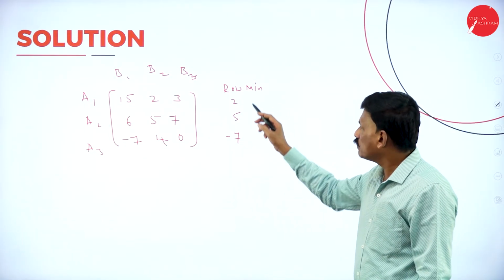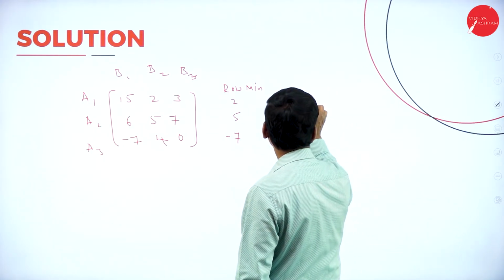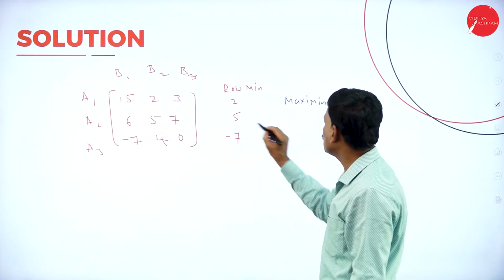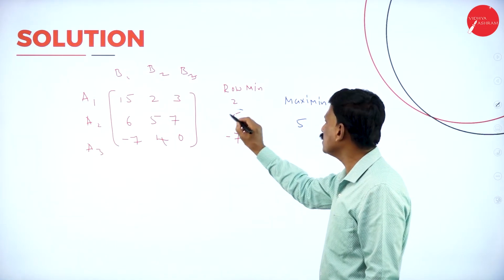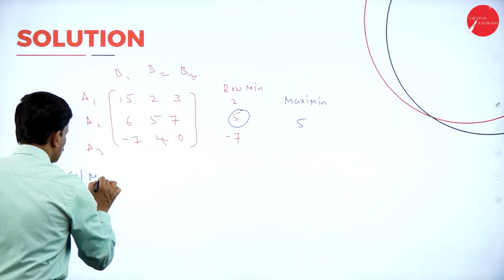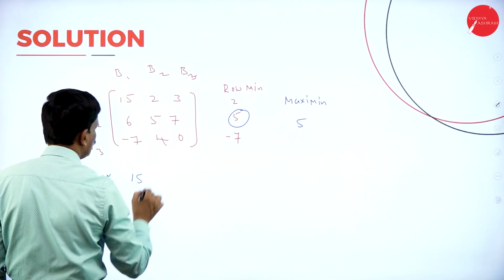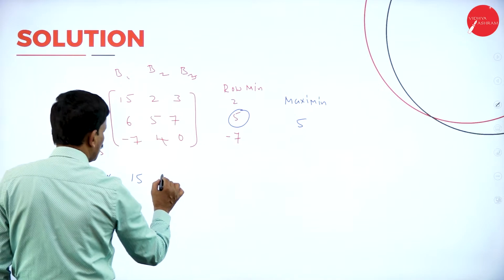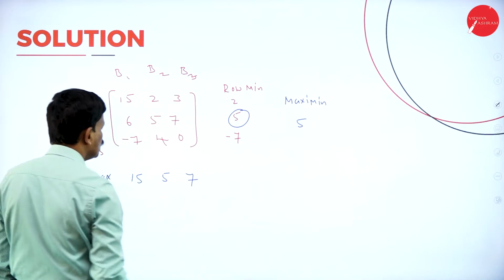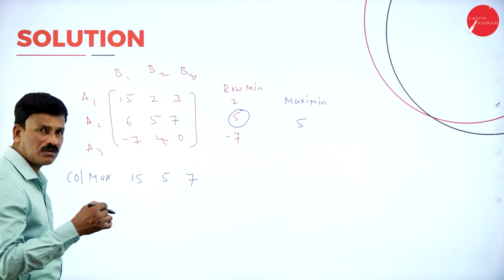In these minimum values, find out the maximum value. That is called maximin, meaning the maximum of the minimums. The maximum in these minimums is 5. Now let us come to the column maximum. In the first column, the maximum value is 15. In the second column, the maximum value is 5. And in the third column, the maximum value is 7. So 15, 5 and 7 are the maximum values of the first, second and third columns.